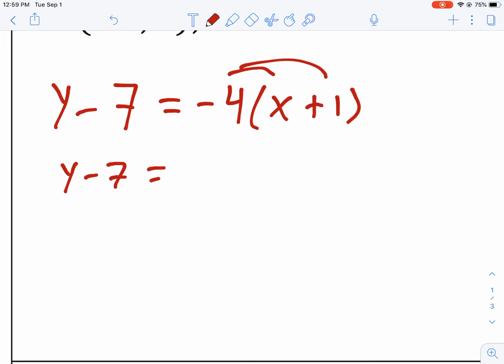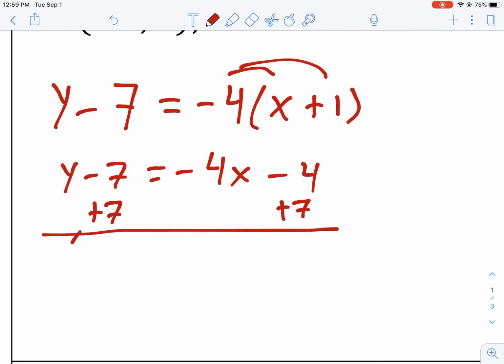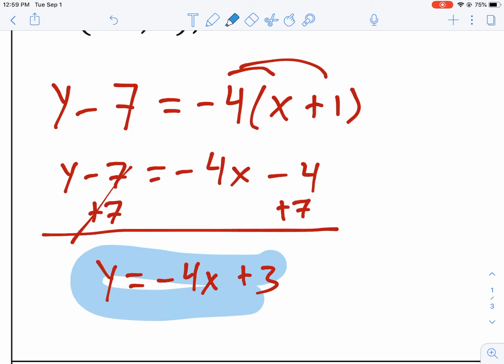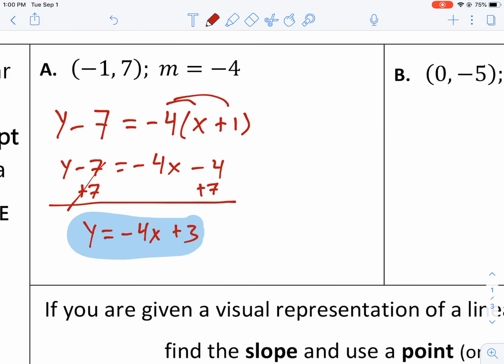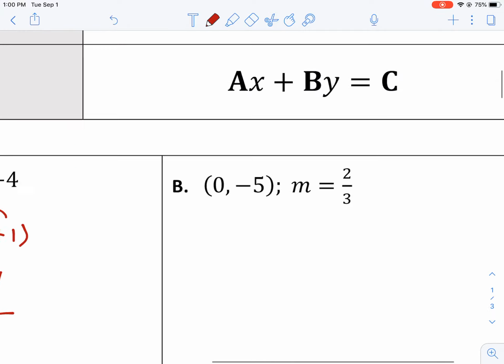All right, so negative 4 times x is easy. That's just negative 4x. Then we do negative 4 times 1. That's negative 4. Now we just add the 7 over, and we're done. So we've got y equals negative 4x plus 3. So now we know, okay, the y-intercept is 3. All right. And so that's really the best way to do this. There are other ways, but it's more work.